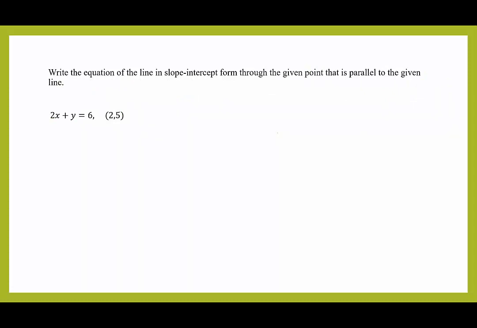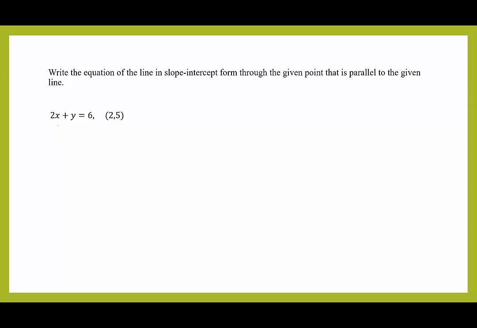Okay, so we're going to do the same thing here, except we're not going to graph. We're going to write the equation in slope-intercept form of the line that's parallel to the given line through the given point. So we have this line here. What's the one thing that we need from the given line?